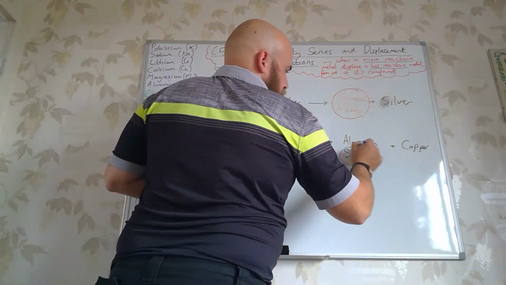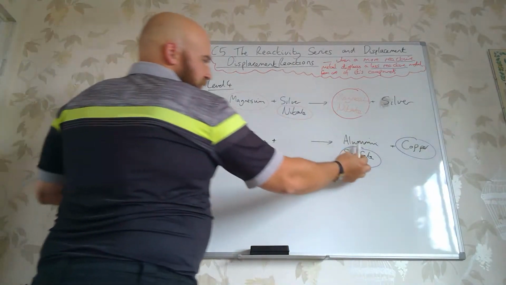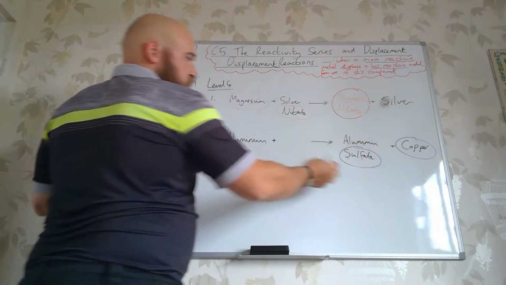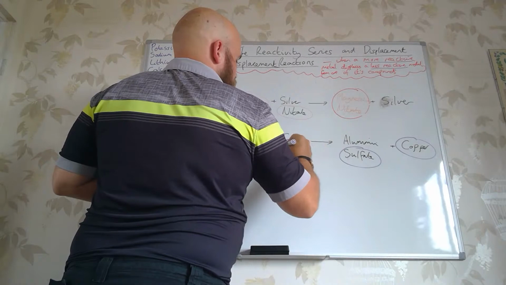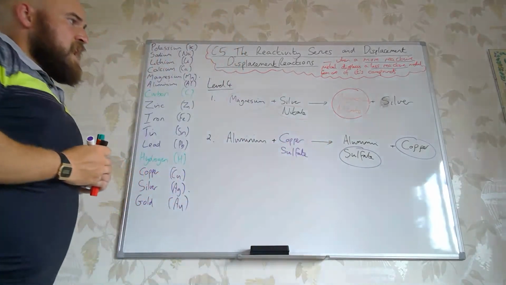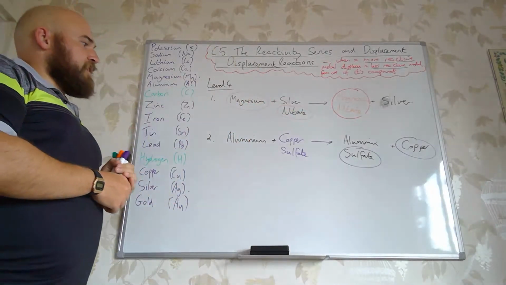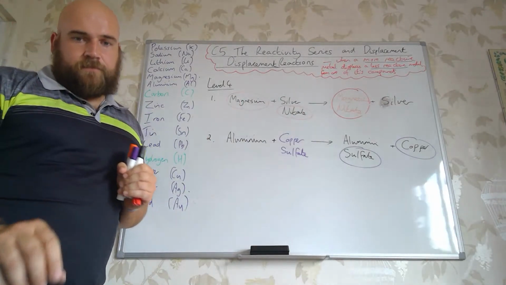So on the left-hand side, I've got aluminium. On the right-hand side, I've got aluminium. But what I haven't got is copper or sulfate. So what goes in this gap here is copper sulfate. All right. And again, hopefully you can use those two examples to have a go at the other two, which are in the level 4 questions.